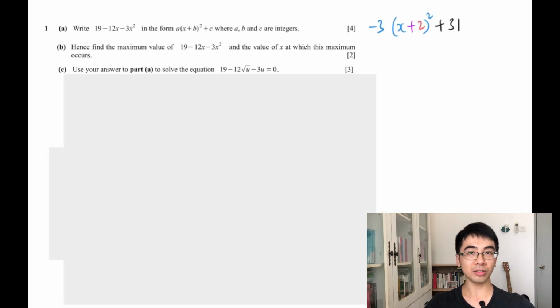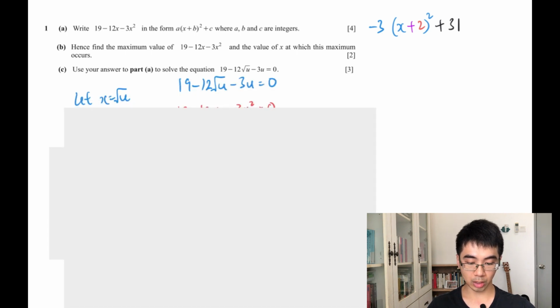Now we come to part C. So here we need to solve an equation with some surd form inside it. But it is quite similar to what we have met in part A, you see? But how can we change it? We can just let x to be square root u. So we can change it into the form that we have already done. So for the left hand side, it's just the same as part A, so we can make it into the form of this.